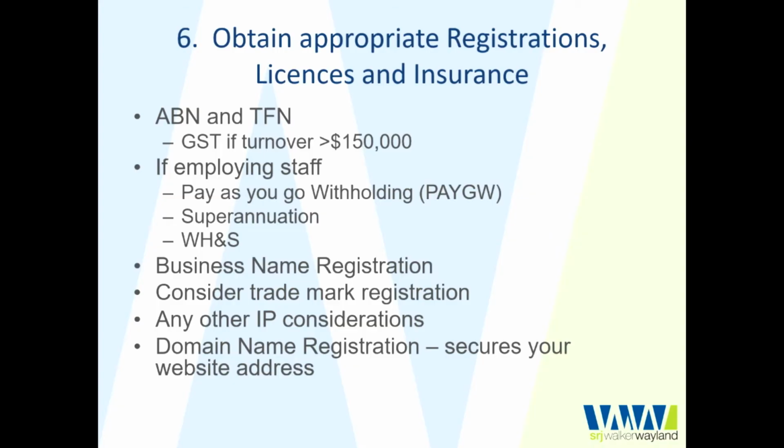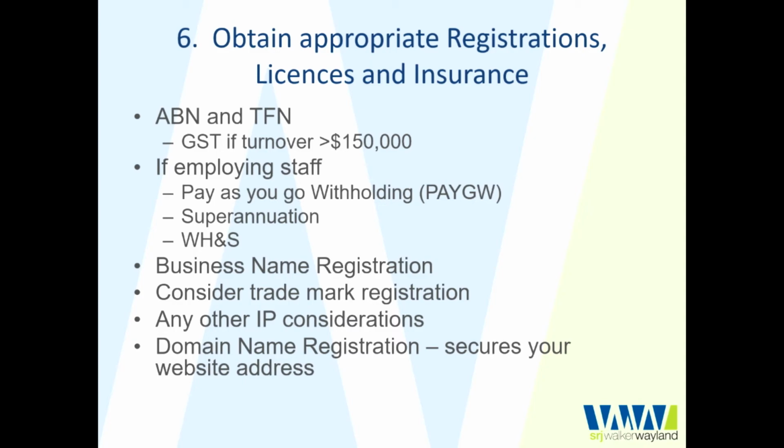Then you need to ensure you have appropriate registrations, licenses and insurances. So at the very least, you're going to need an ABN and a tax file number. You don't need to register for GST as a not-for-profit unless your turnover is expected to exceed $150,000. If you are employing staff, you need to be complying with pay-as-you-go withholding rules, your super choice legislation, remitting your superannuation guarantee contributions as they're due, and complying with your relevant workplace health and safety legislation.